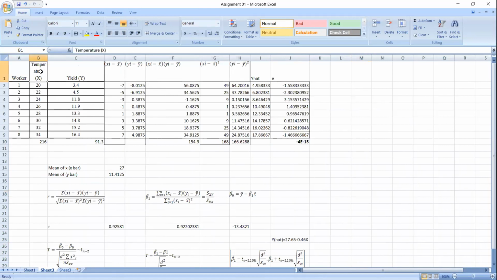So you can see I just put all the values into this Excel sheet. We have our temperature values, 8 observations. That is our X variable. And we have our yield value, which is what we are going to predict. That is our Y variable. There also we have 8 values.